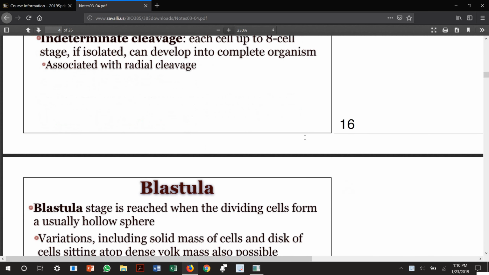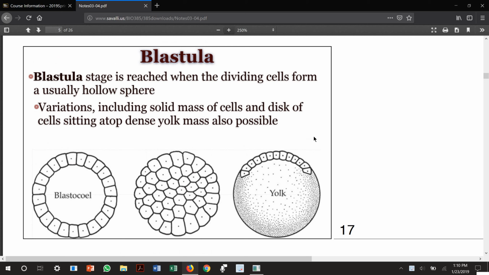All right. So as these divisions accumulate, you have more and more cells, and usually, and again, there's going to be a lot of usuallys and most of the time, normally and typically in this kind of talk here. The next stage you reach is called the blastula stage. And at that point, usually the dividing cells form a hollow sphere with the fluid-filled cavity on the inside called the blastocele. Cele is just a general term for cavity here.